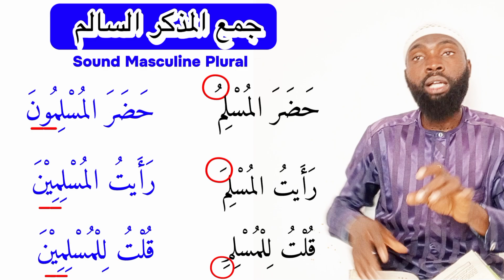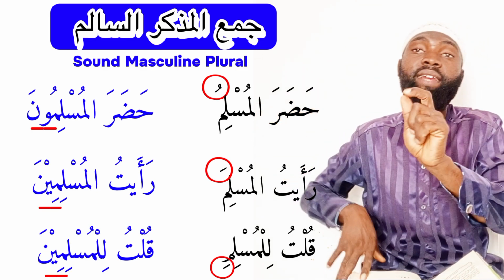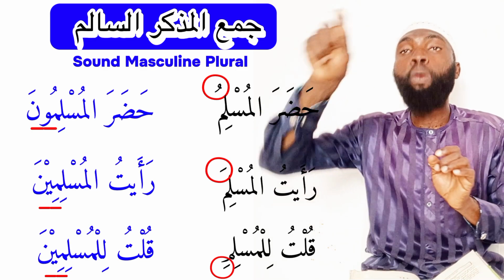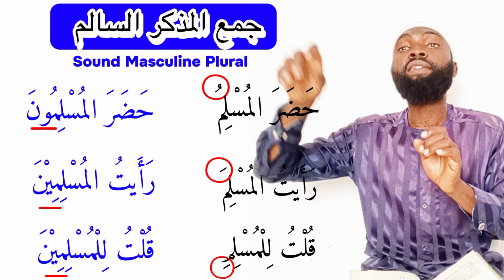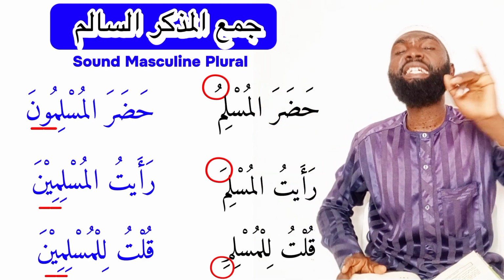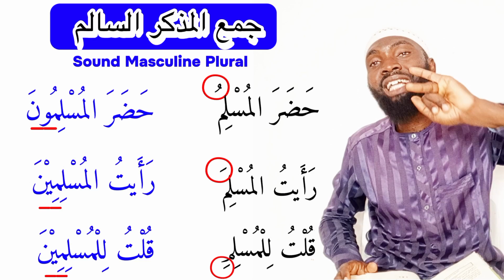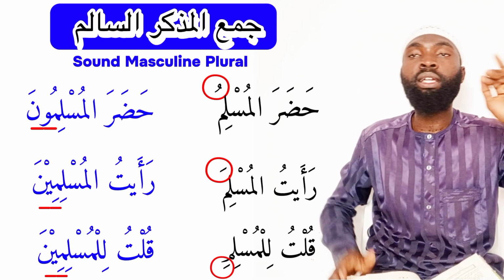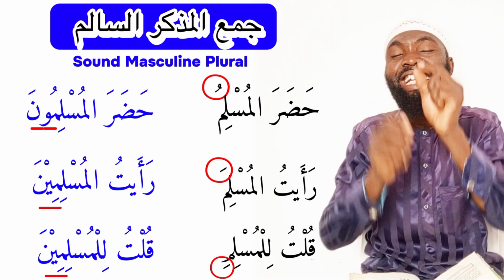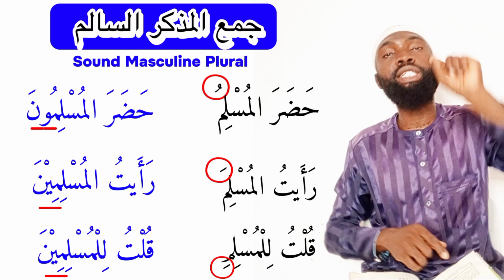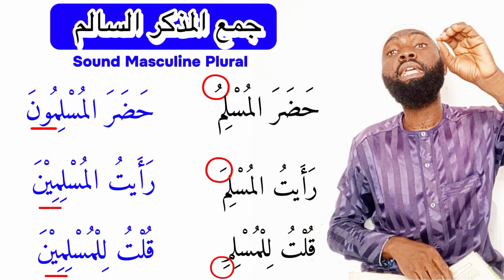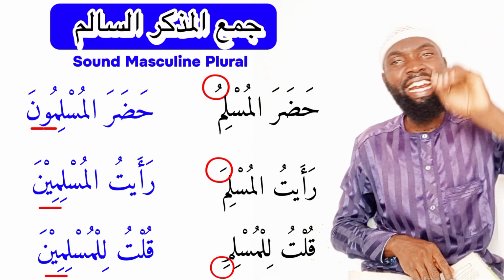Sound masculine plurals, when they are appearing in a nominative case, raf'un, will take wa in place of dhamma. When they are appearing in nasb, accusative, as object of the sentence, and also as jarr, genitive after harful jarr, they will appear with ya. The ya will serve as a substitute for the fatha and kisra.